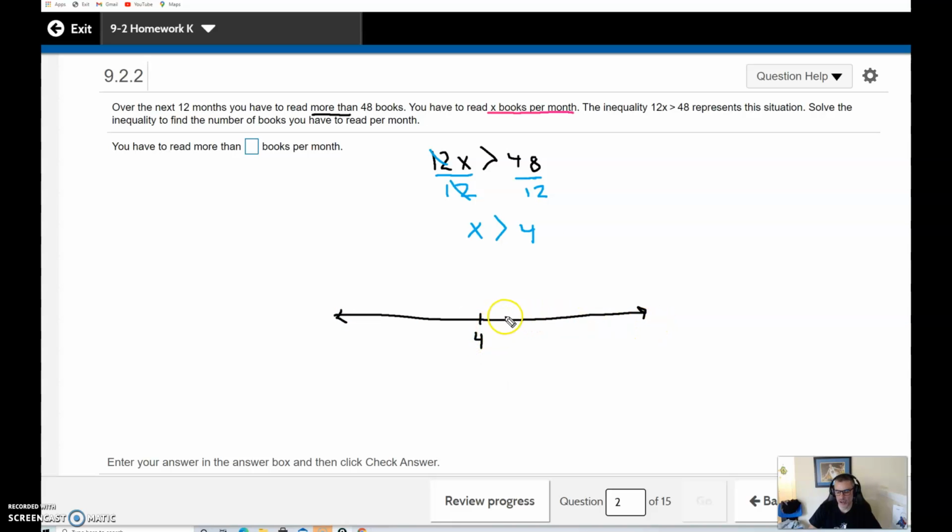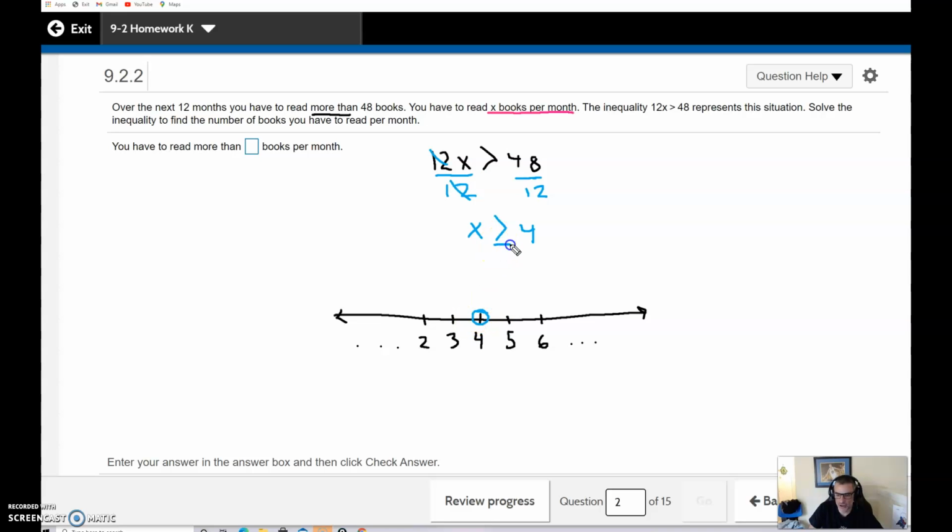And as you move to the right on a number line, numbers get bigger. So this would be 5, this would be 6, and so on. And as you move to the left, numbers get smaller. This would be 3, this would be 2, and so on. The first thing you're going to do is, okay, do I put an open dot or a closed dot at 4? Well, if you don't have the line underneath, if it's not greater than or equal to or less than or equal to, then you have an open circle. The open circle means that 4 is not an answer to this inequality, right? 4 is not greater than 4. They're equal. So in this case, it's an open circle.